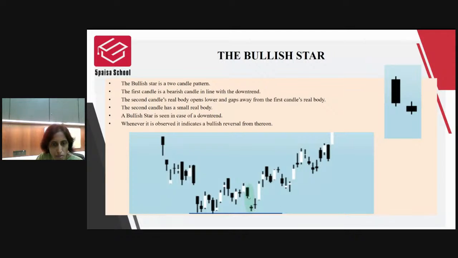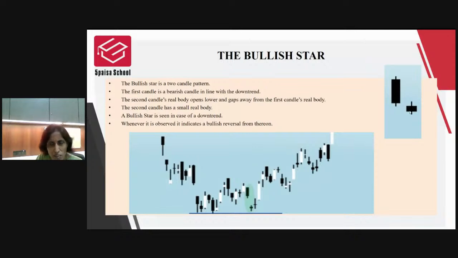A very significant gap is observed, which means this is the time when market participants are sensing or waiting for some kind of news to come into the market, and that is why you generally see a gap, not much trading happening. So the second candle's real body opens lower, as you can see, and gaps away from the first candle's real body.